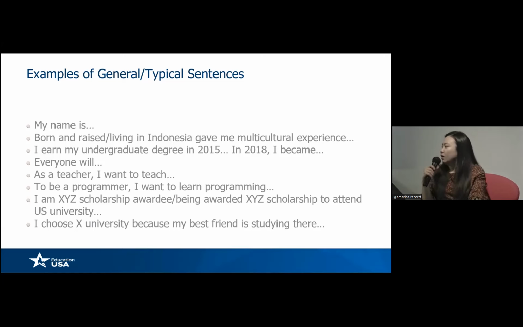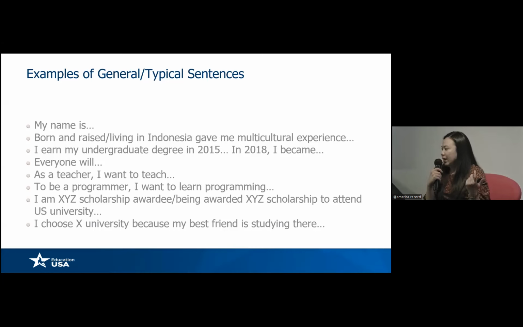Okay. "As a teacher, I want to teach." It's very self-explanatory, so you don't want to do that. And "to be a programmer, I want to learn programming as well." Same problem here. Don't put something that's really self-explanatory, because then it shows you don't really have a deeper meaning or a deeper level of understanding in that area.